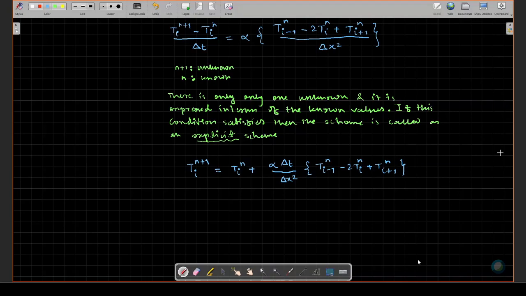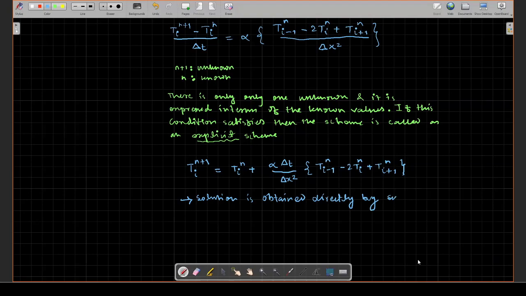Okay, so this is just a simple substitution. So what does it mean? It implies that the solution is obtained directly by evaluating the right hand side. So the solution is obtained directly by substituting the RHS of each equation.